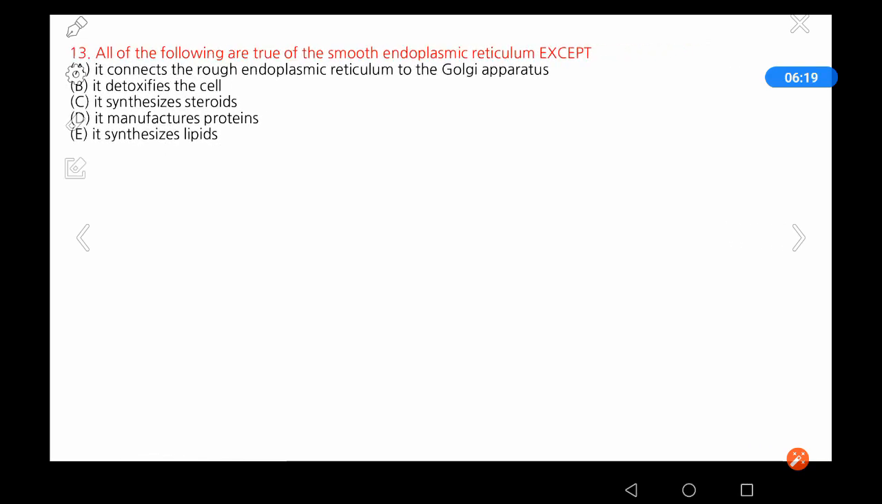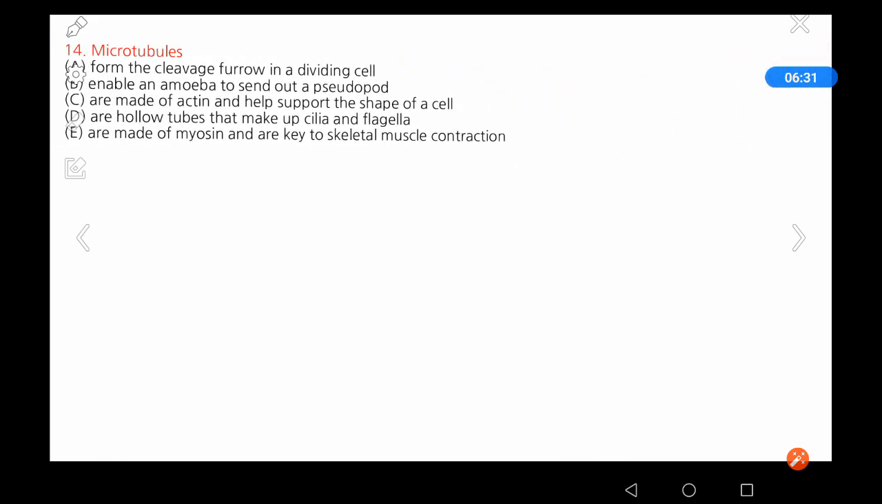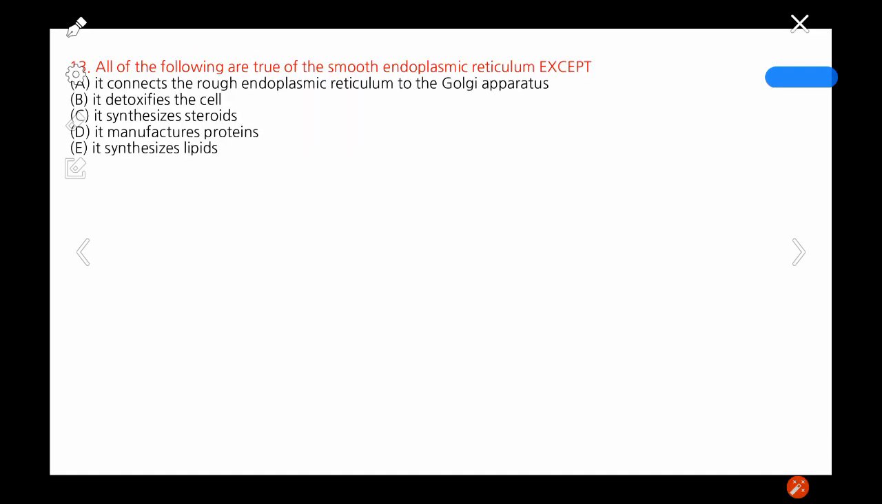All of the following are true of the smooth endoplasmic reticulum, or we call it SER, okay. Also we have RER, okay. SER means smooth endoplasmic reticulum, and RER means rough endoplasmic reticulum.